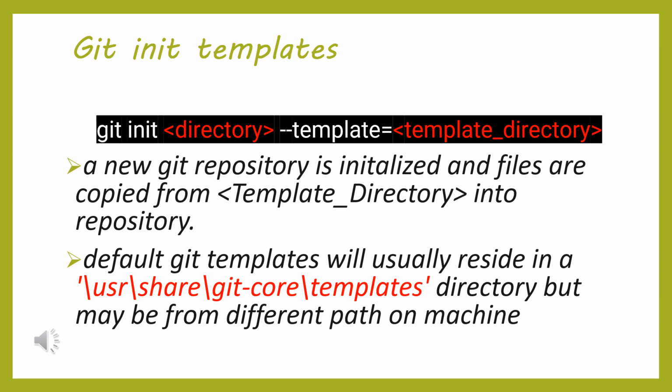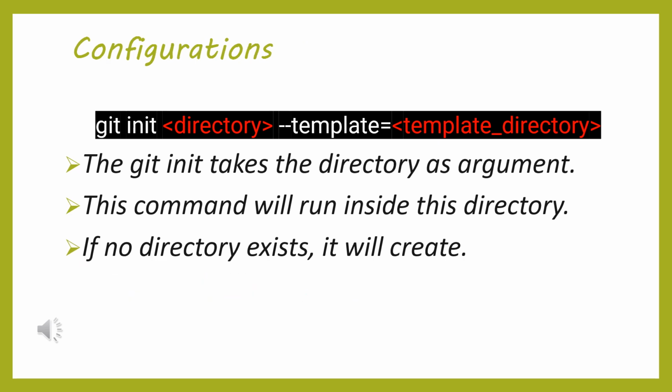Git init template: git init directory --template=template-directory. What happens here is a new Git repository is initialized and files are copied from the template directory into the repository, into the current directory. Default Git templates usually reside in the /usr/share/git-core/templates directory, but it may be a different path on different machines. Configuration: git init takes the directory as an argument. The command will run inside this directory. If the directory does not exist, it will create a new one with the name we have given.